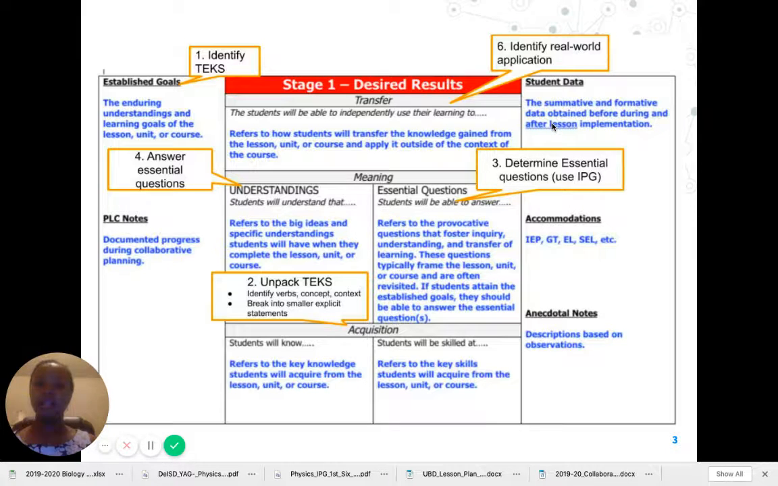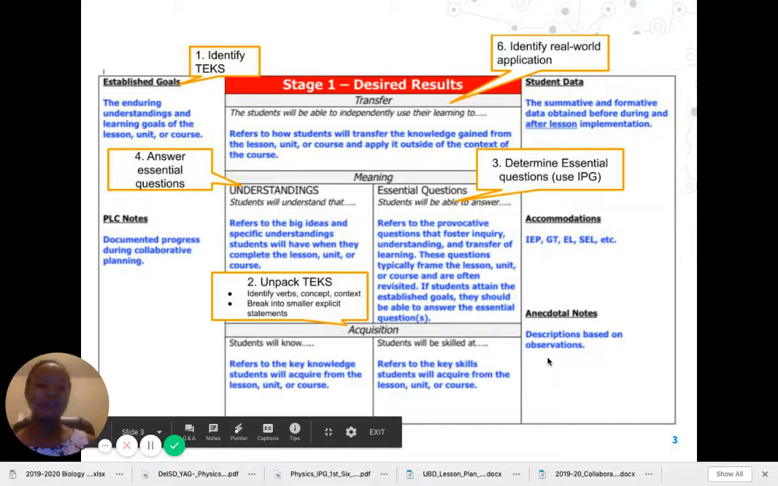You can now use that data to make adjustments and changes, or as justification of why you're doing certain things. Any accommodations that you may have to make, because you're going to make accommodations for those in need, who have IEPs, 504s, GT, ELs, all kinds of different demographics. You can write those notations to the side, so that people can see that I am making accommodations for these students in this manner.